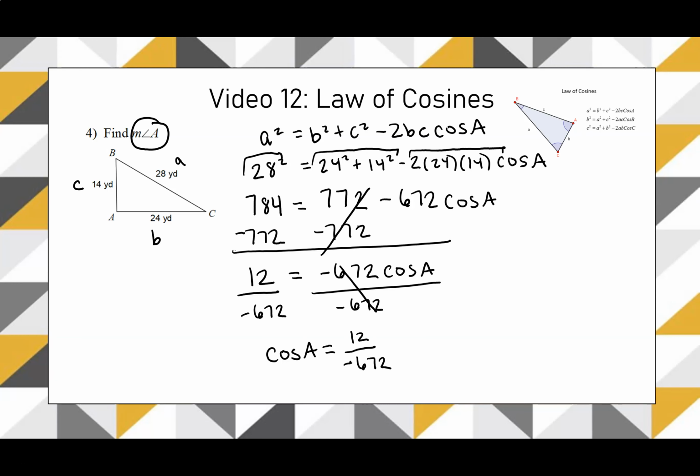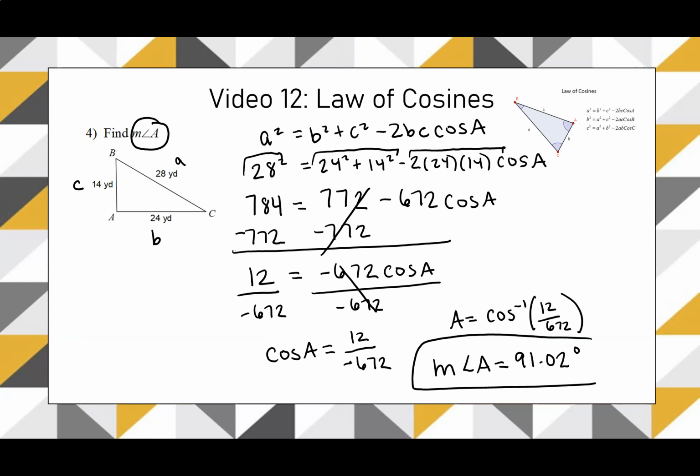Okay, now I got to take the inverse or cosine inverse of both sides. That's going to give me angle A is equal to cosine inverse of 12 over negative 672. So I just plug that right into my calculator, and I get roughly 91.02 degrees, or 91 degrees. And if you look back at your problem, you should really look and say, does that make sense that this would be roughly a 90-degree angle? And the answer is yes.